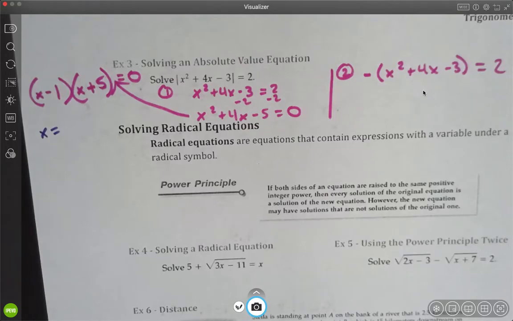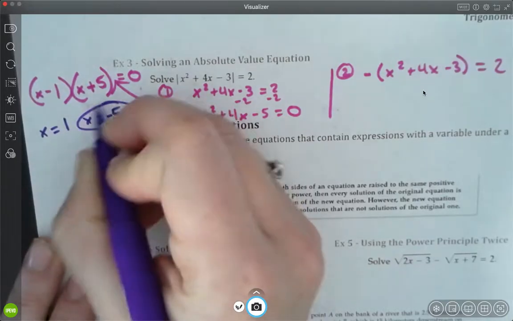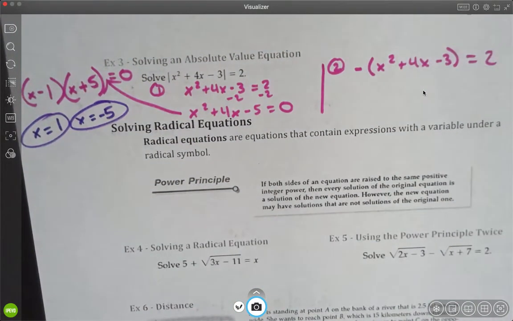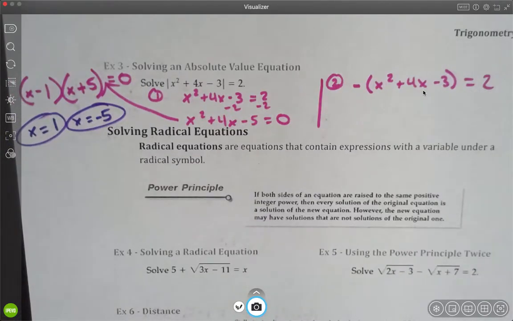What's x going to be equal to? Positive 1 and negative 5. Those are my 2 solutions. So we have 2 solutions just for the first one.